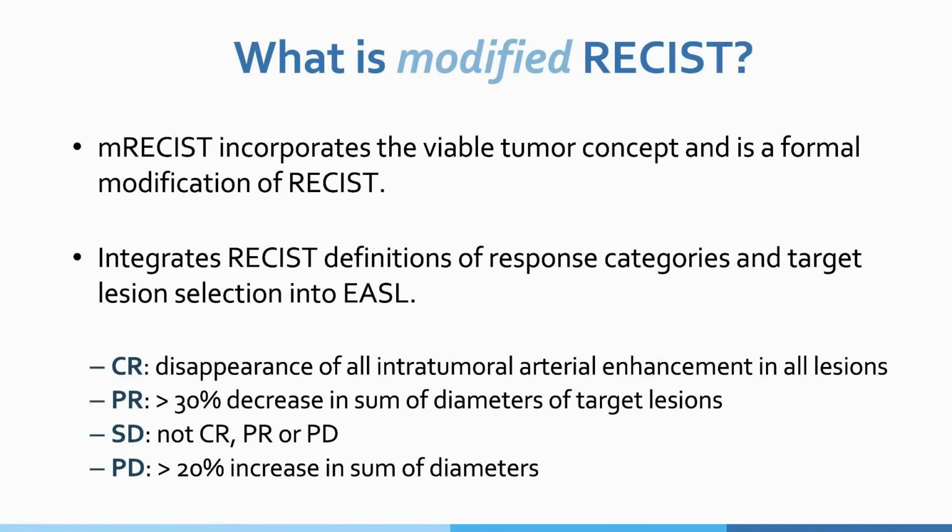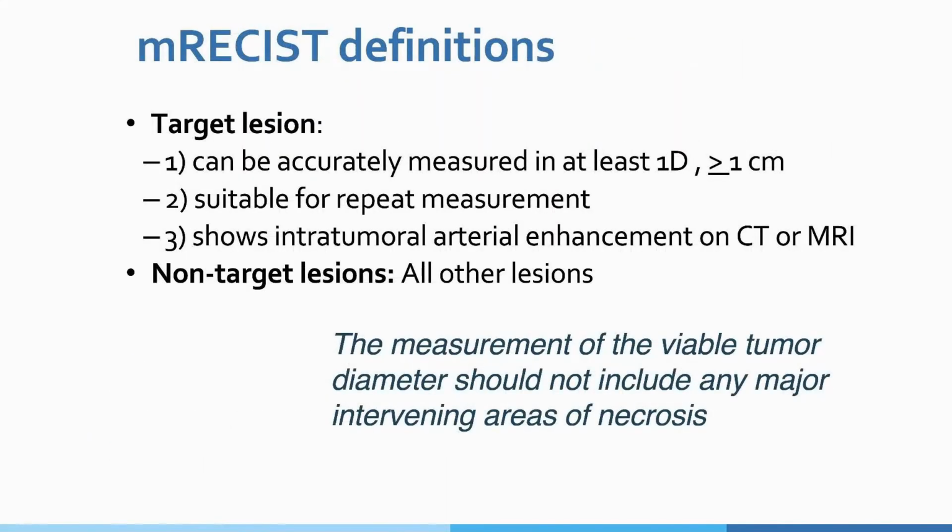In partial response, there's a greater than 30% decrease in the sum of diameters of the target lesions. With progression of disease, there's a greater than 20% increase in the sum of diameters. And for stable disease, it's those that don't qualify for the other criteria. A target lesion by modified RECIST is very similar to RECIST. It needs to be accurately measured in at least one dimension and at least 1 centimeter in size. You should pick a lesion that's suitable for repeat measurement and that shows intratumoral arterial enhancement on CT or MRI. So the key here is you should see arterial enhancement.